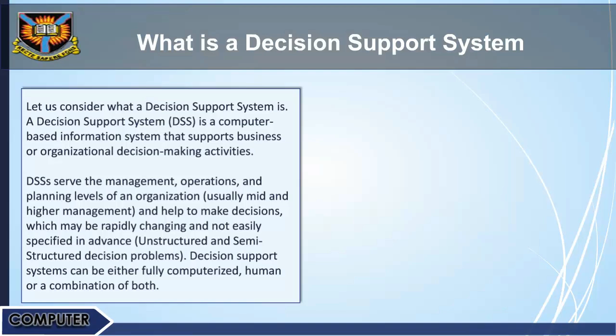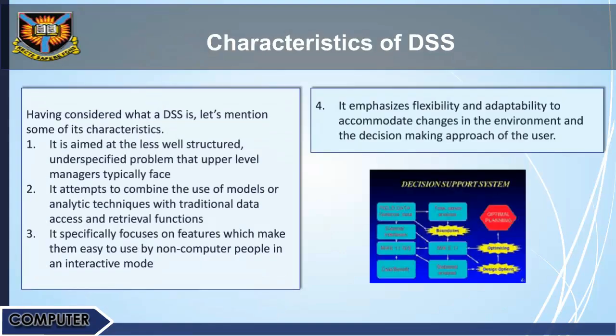DSS serve the management, operations, and planning levels of an organization, usually mid and higher management, and help to make decisions which may be rapidly changing and not easily specified in advance on structured and semi-structured decision problems. Decision support systems can be either fully computerized, human, or a combination of both.